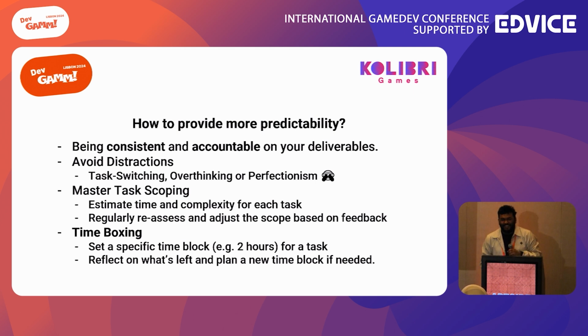Don't do that. So avoid distractions. That's one of the personal things that you need to do. You don't task switch. You don't overthink. You don't have to be an over-perfectionist. Just don't be a robot. Of course, you're also a person. You're going to put your feelings and love into your code.